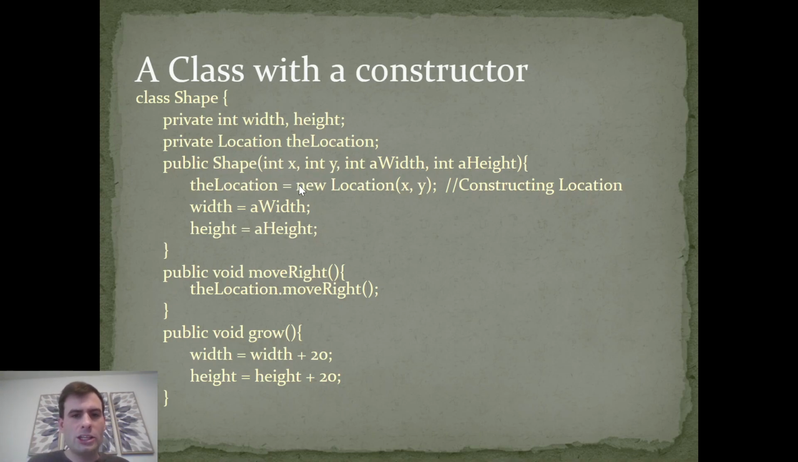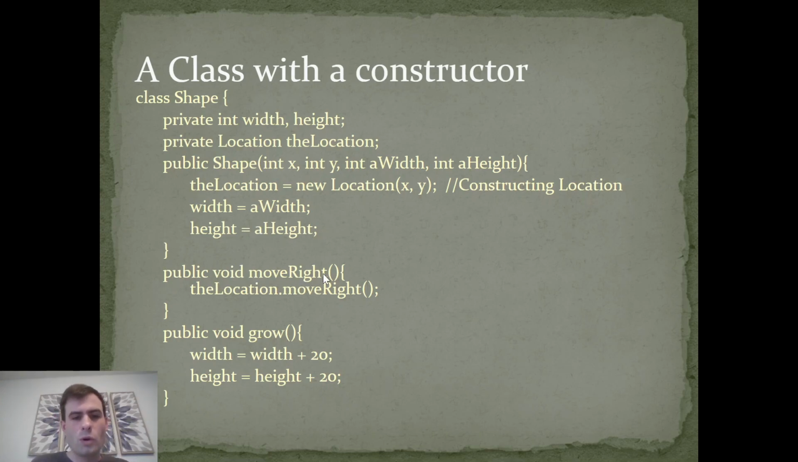So we have the location equals new location. Remember, we've already done this. We've already created this class. And this location right here is where we are constructing which location it is going to be at. So we have to fill in the x and the y because location needs x and y to create. And then width equals a width and height equals a height. You can see that height and width have different names. We put that a here to have different names.